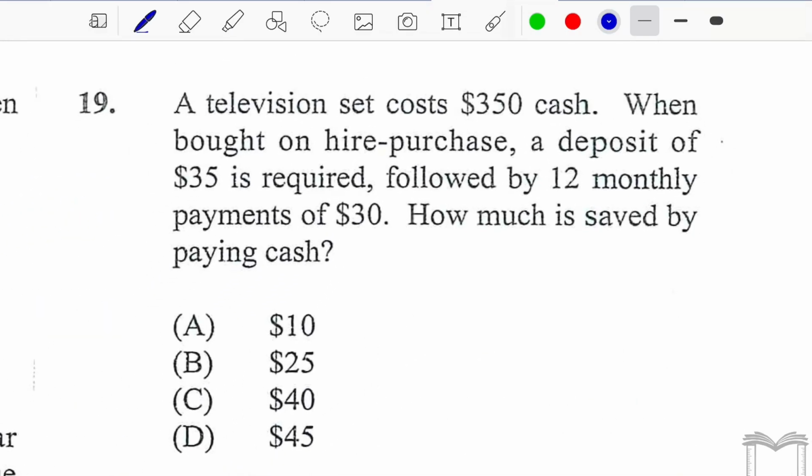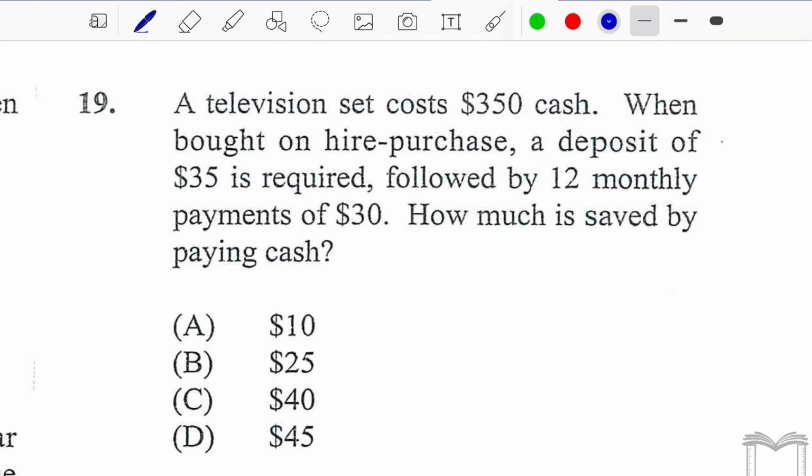Number 19. A television set costs $350 cash. When bought on hire purchase, a deposit of $35 is required, followed by 12 monthly payments of $30. How much is saved by paying cash? So of course, cash is normally less than hire purchase. Normally for hire purchase, you have to make a deposit or a down payment, and then you have to make installments, such as weekly or monthly payments.